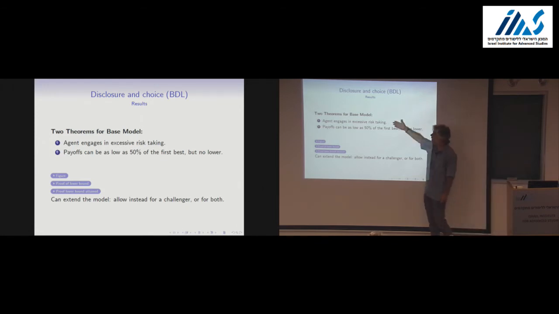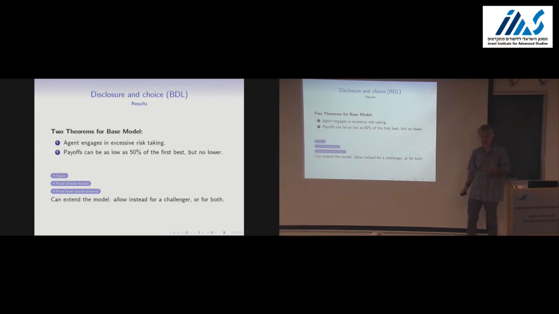The question is, is this an interesting result? I say players engage in excessive risk-taking. If it then turned out that the payoffs are going to be at least 99% of the first best, yes, there's excessive risk-taking, but who cares? The excessive risk-taking is to a degree that's so small that it's not going to matter for anything.